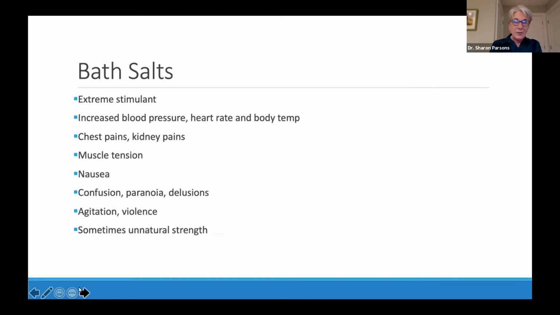Bath salts. There are not that many people who use those, but they're pretty extreme. As a fact, one of my friends from high school, his daughter was killed by someone who was taking bath salts. It's an extreme stimulant. They're going to have increased blood pressure, heart rate, and body temperature. They can have chest pains, kidney pains, muscle tension, nausea. They get very confused, very paranoid, and delusional. This is what happened with this man who killed my friend's daughter. They get agitated easily. They get very violent, and sometimes they have unnatural strength. I think you've probably seen things on TV about the police trying to stop someone, and there might be 4 policemen, and this person just throws all of them off, probably on bath salts.